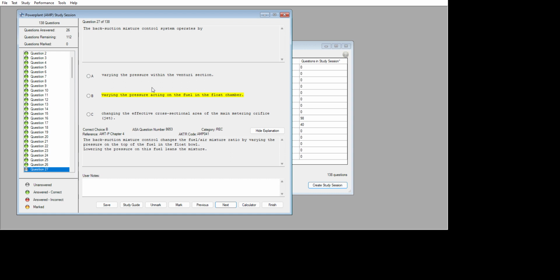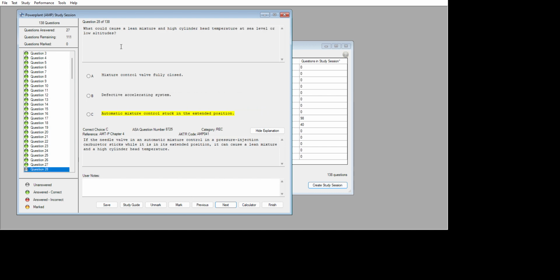The back suction mixture control system operates by varying the pressure acting on the fuel in the float chamber. What could cause a lean mixture and high cylinder head temperature at sea level or low altitudes? Automatic mixture control stuck in the extended position.